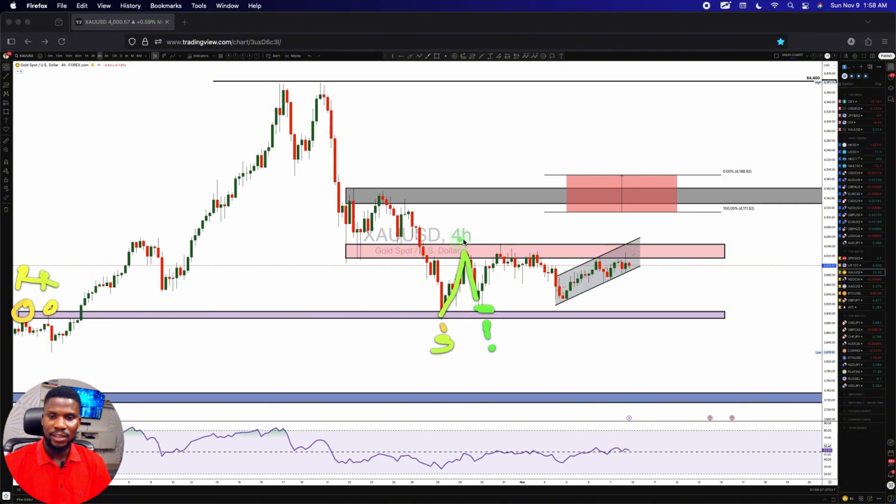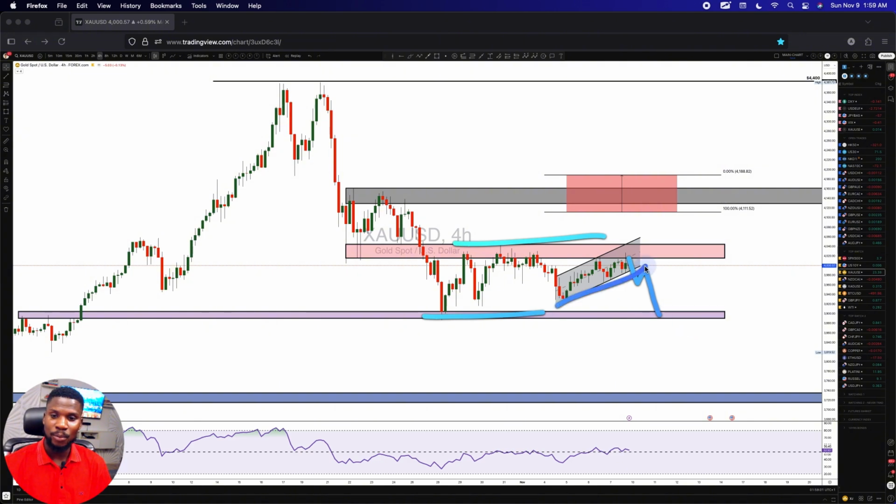However, we've seen 1, 2, 3, 4, 5, 6. That's also quite questionable. I'm just trying to stretch a little bit, but you get the idea, right? We have multiple tops and just a very scanty bottom right here. So potentially we can get something like this in the next couple of days.